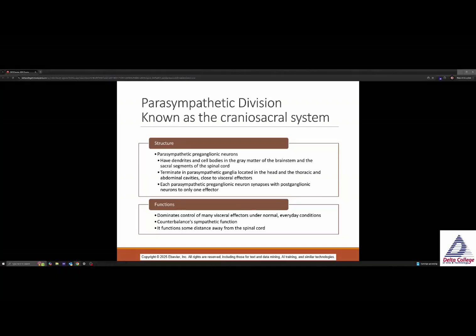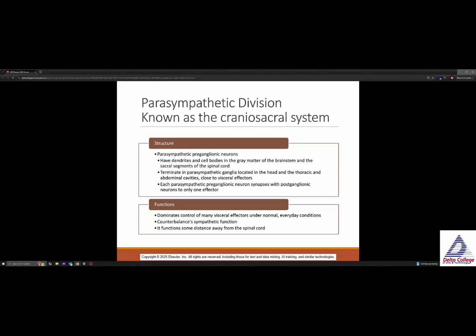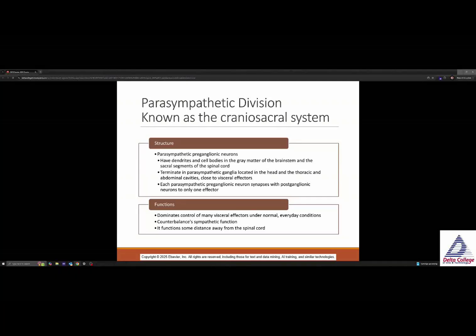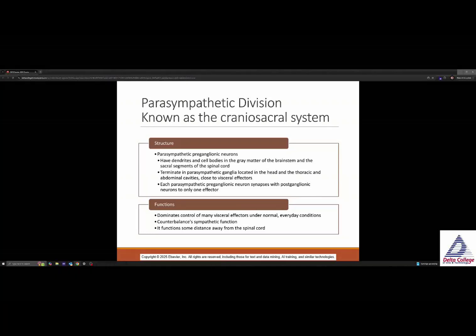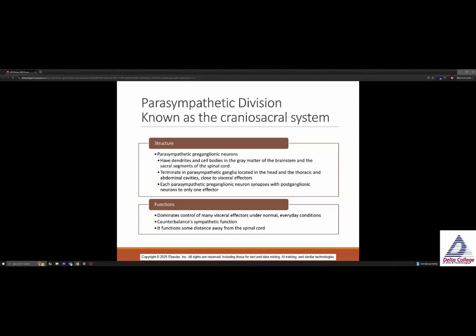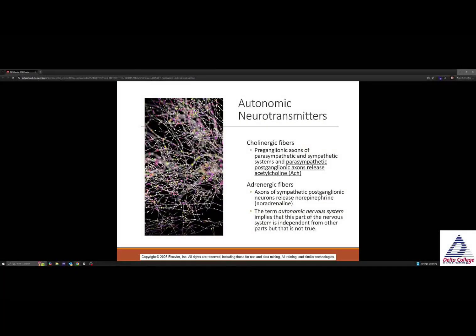Again, the important part here is the function. The parasympathetic division dominates control of many visceral effectors under normal everyday conditions. It counterbalances the sympathetic function, and it functions some distance away from the spinal cord. Again, it's the rest and digest part of the autonomic system.